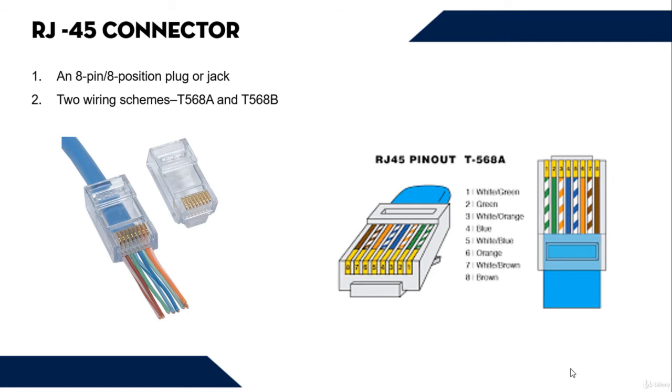Now we'll see what these standards T568A and T568B are. Now see in the figures, there are 8 wires in each figure. If you look at the figure for T568A, green wires are at pins 1 and 2 and orange wires are at pins 3 and 6. And in T568B, orange wires are at pins 1 and 2 and green wires are at pins 3 and 6.